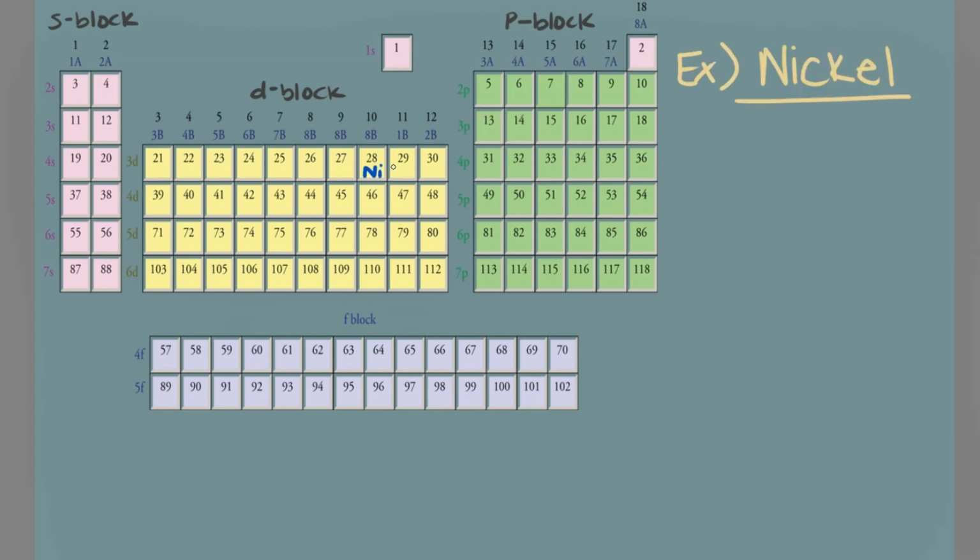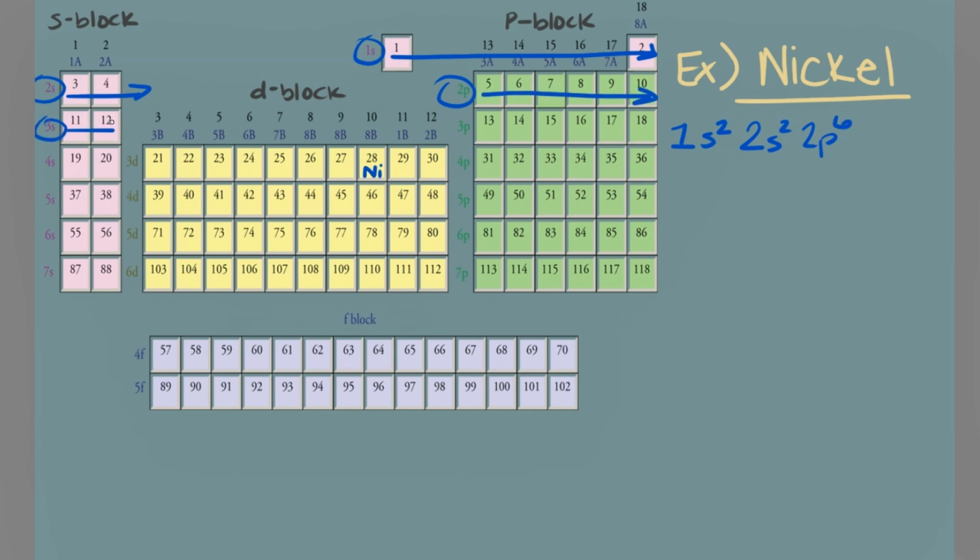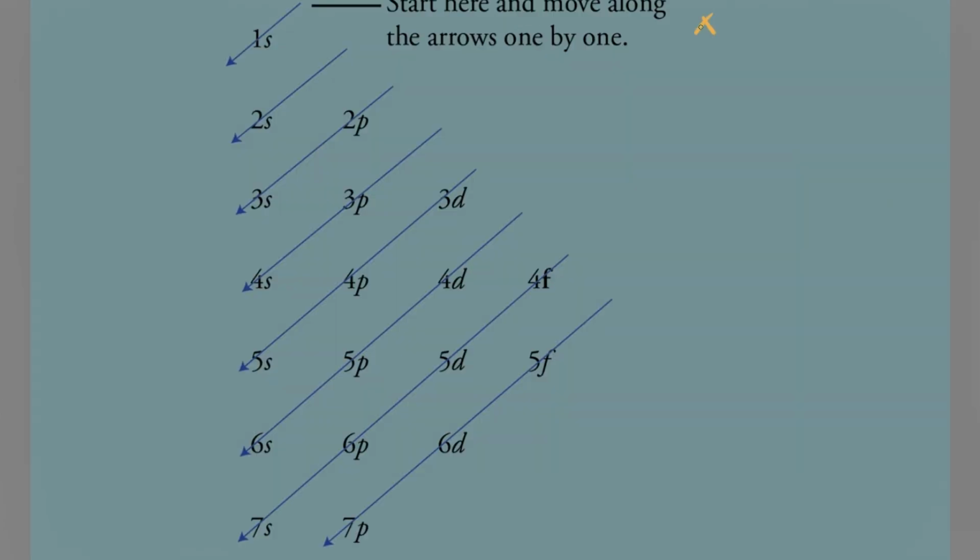Our next example is nickel. Nickel is going to end up in the D block, which is something that we haven't encountered yet. So we'll still go through the 1s, 2s, 2p, 3s, 3p, and 4s orbitals, and we'll end up in what's known as the 3d block. So let's talk a little bit about why this is. Why do we go from 4 to 3?